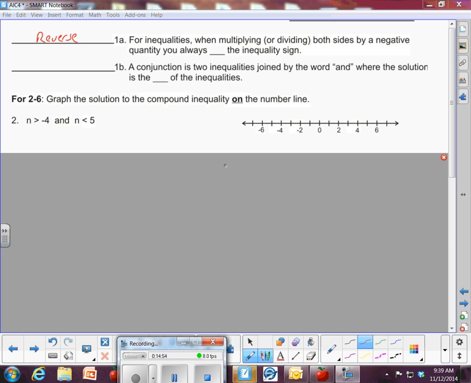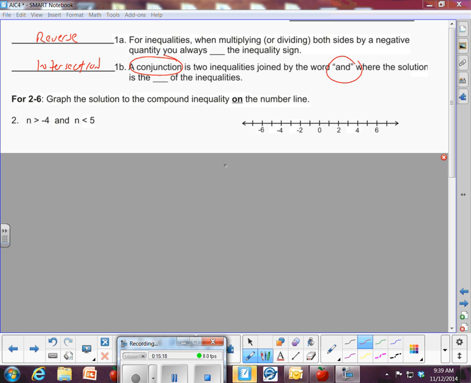Nope, not quite. Intersection. It's really important that you associate a conjunction, the word and, with intersection, because that's how you solve things. That's how you know what to do, by knowing the intersection.